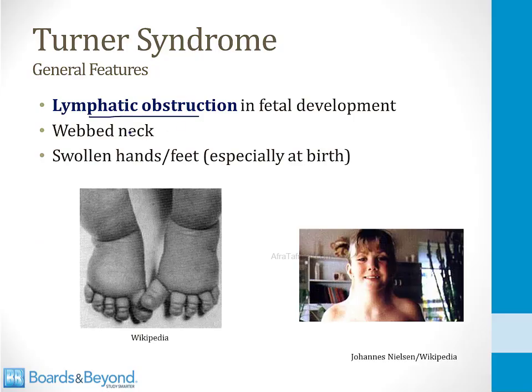Girls with Turner syndrome classically have a webbed neck, as shown in this picture on the right side of the screen. This is believed to result from poor lymphatic flow during fetal development. In addition, babies with Turner syndrome often have swollen hands and feet, especially right at the time of birth.